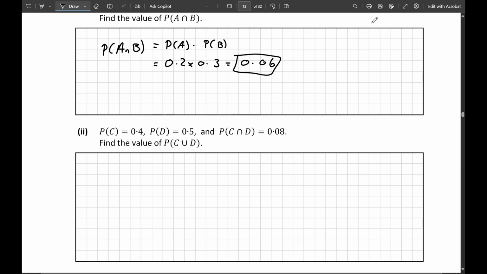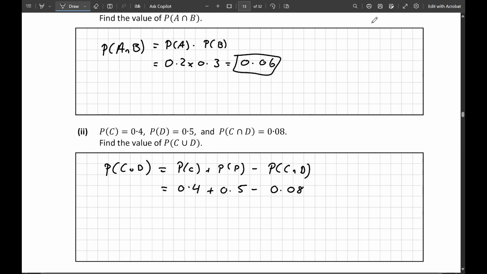Well, C and D are not strictly independent, so we can work out that the probability of C union D is the probability of C plus the probability of D, minus the probability of the two of them happening together. So it's 0.9 take away 0.08, which is 0.82.